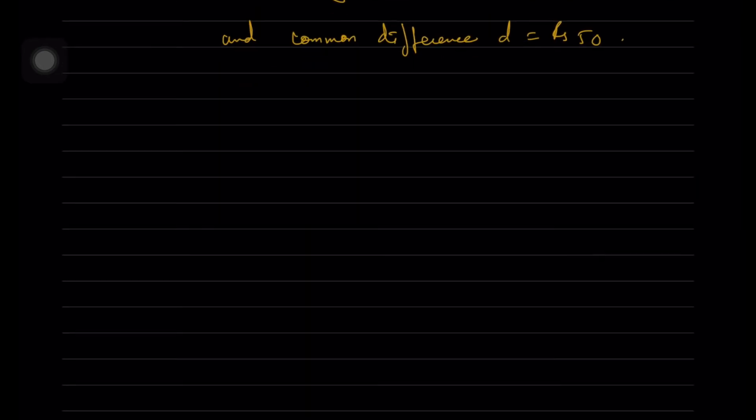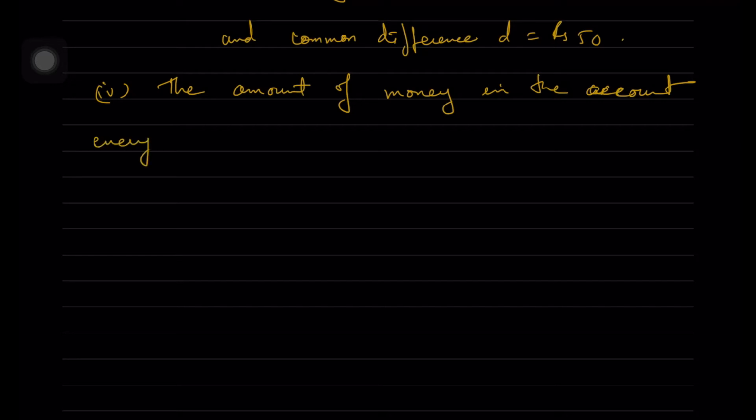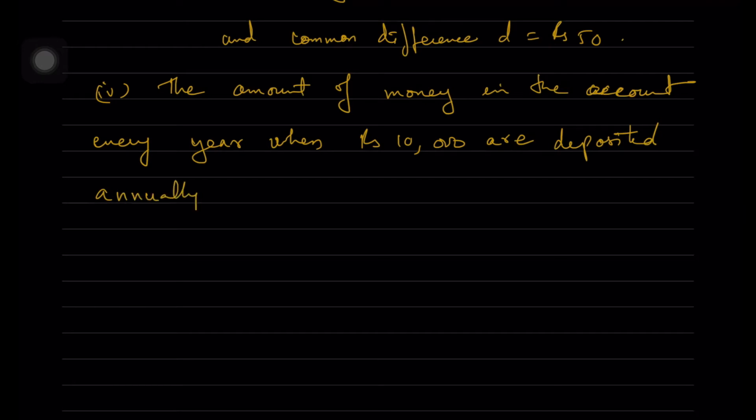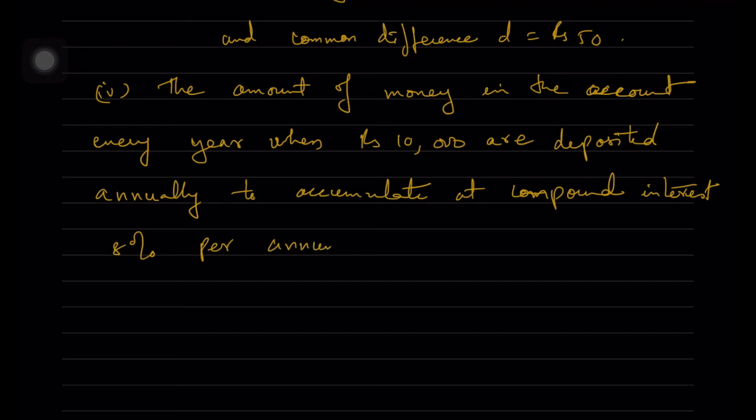So next, going into the fourth one: the amount of money in the account every year when rupees 10,000 are deposited annually to accumulate at compound interest (8% per annum).